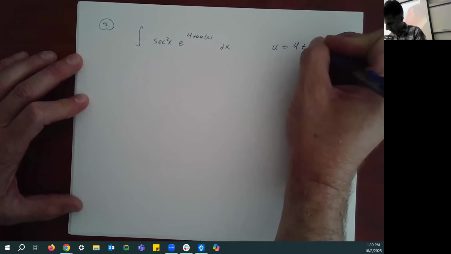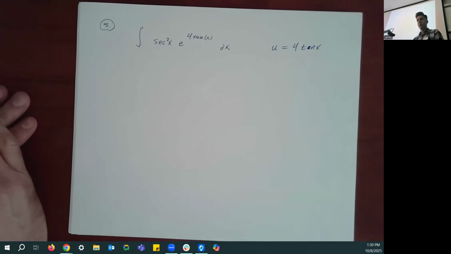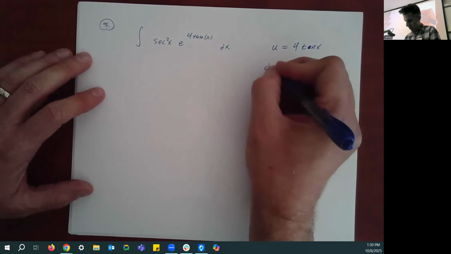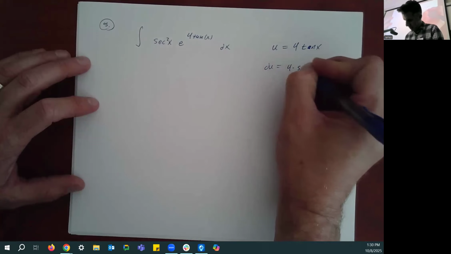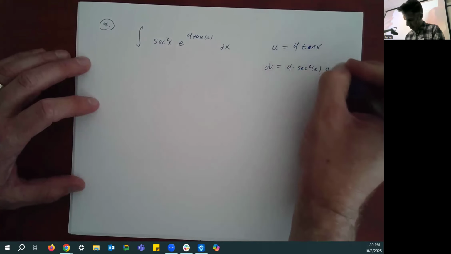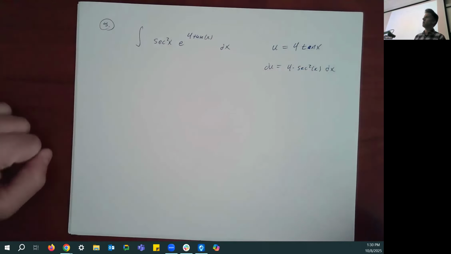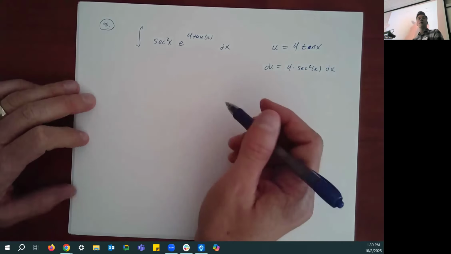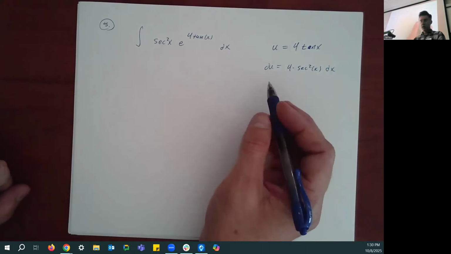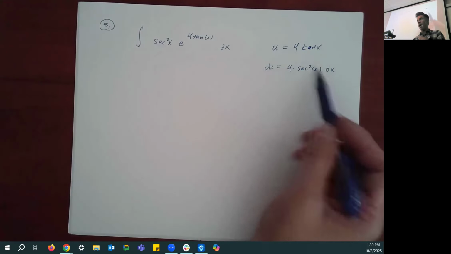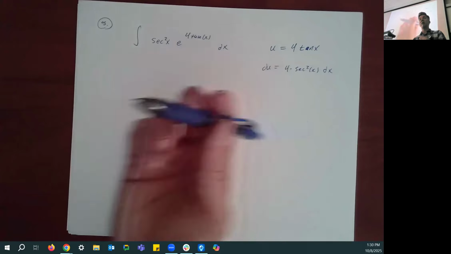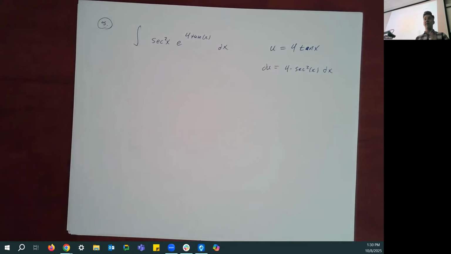I'm going to pick 4 times tangent of x for my u. So then my du is going to equal 4 times secant squared of x times dx. And oh, look, we happen to have that. How convenient. Well, almost, right? I'm off by a multiple of 4. I would always prefer to make this thing look like what I have, but other people do this slightly differently. I'll point out a slightly different way of doing this.